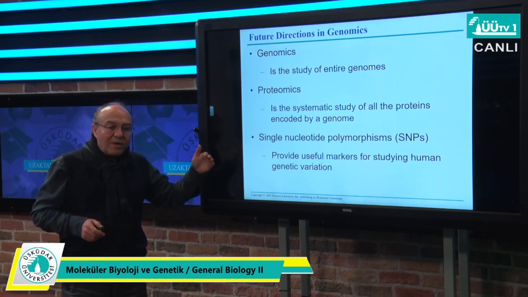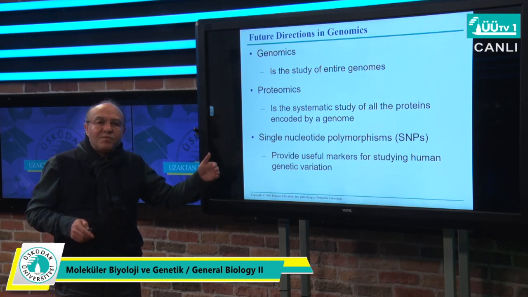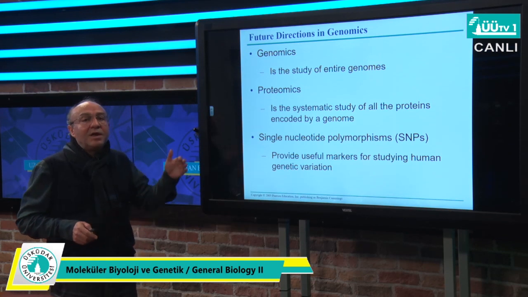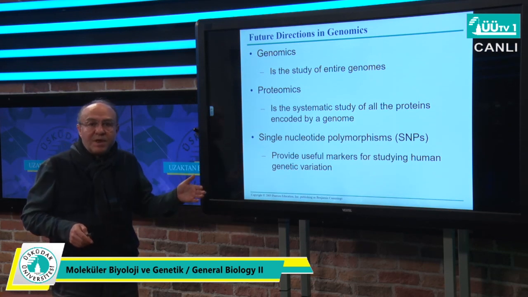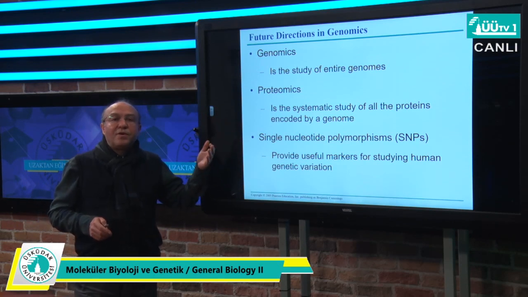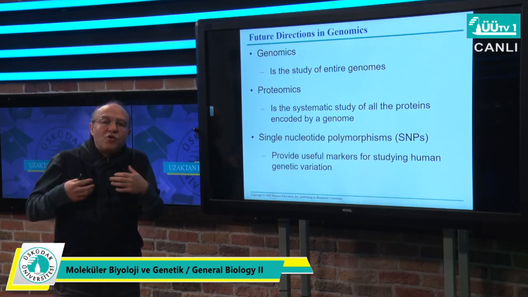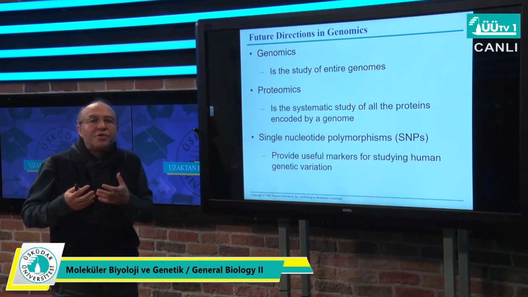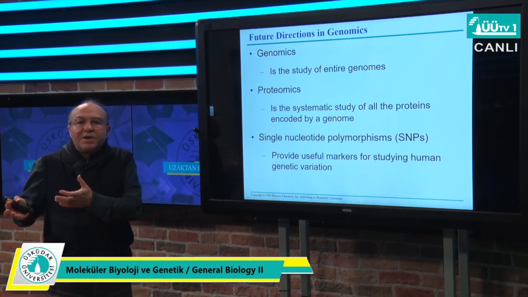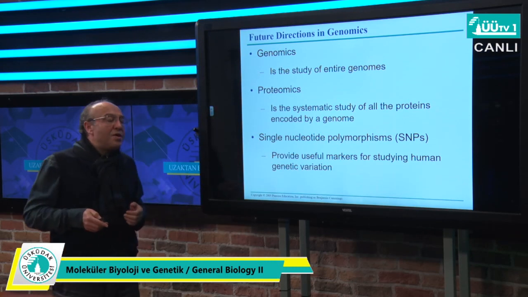SNPs are mutations, but if these mutations occur in more than 1% of the population, it is called a polymorphism. And these polymorphic structures of our genes affect our behaviors and our metabolic activities in response to environmental changes, our nutrition, and other things.